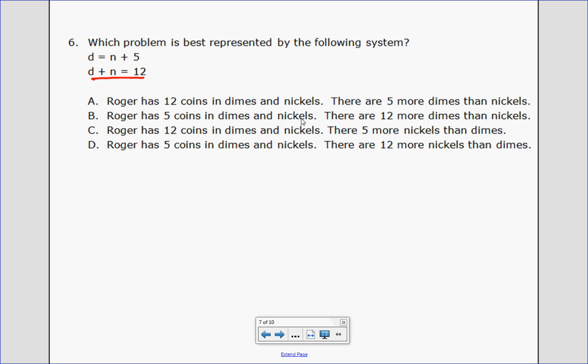This says they have 5 coins of nickels and dimes. No, it's not B. 5 coins, nope. Okay, so C says the same thing. Now, in this right here, are there more dimes or nickels in that first equation? What is there going to be more of? If I had 5 nickels, how many dimes do I have? If you put 5 in here, you would have 10 dimes, right? You're going to have more dimes. There are 5 more dimes than nickels. That's why your answer would be A. Sometimes you need to plug in numbers to try and figure out which one it would be.